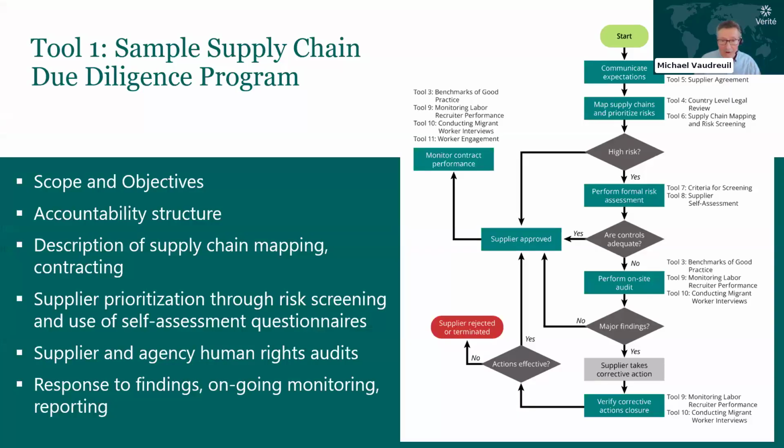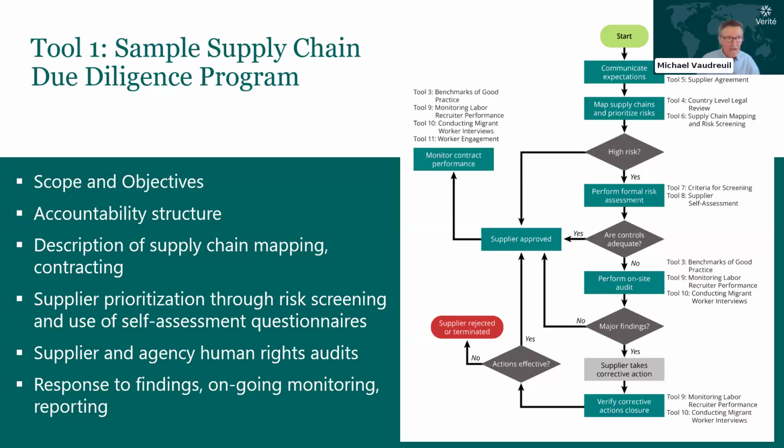So looking a little bit more at Tool 1, this is just a flow chart that accompanies the tool. The tool itself, if you open it up, is written from the perspective of an organization who is creating a due diligence program. So this is essentially our program. This is how we perform due diligence of our supply chain.